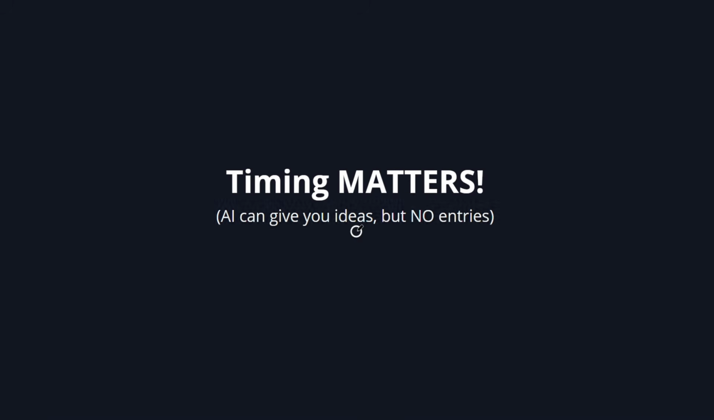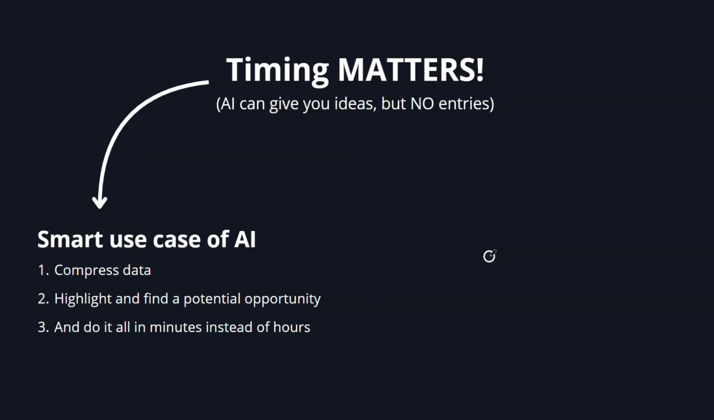Now listen to what I'm about to say, because it's going to make the whole difference on whether this will actually work for you or not. If you go out there and just trade on what the artificial intelligence tells you, with no timing, you're going to get in trouble. AI is not here to make decisions for you. AI is here for compressing data, highlighting and finding potential opportunities, and doing it all in minutes instead of hours.